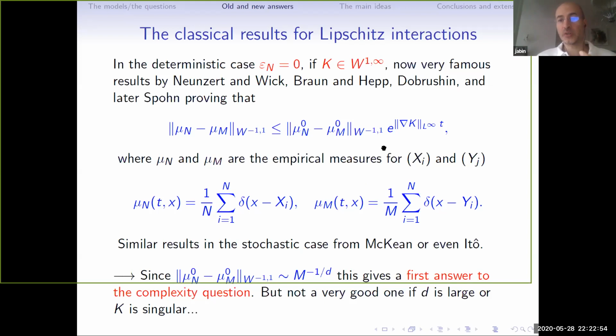But the big objection with the method is, of course, that it requires K to be Lipschitz. And our K is far from being Lipschitz. I mean, K is a derivative of a log, right? So K behaves like 1 over x. So gradient K behaves like 1 over x squared. We are missing 2 derivatives at least for K to be Lipschitz.